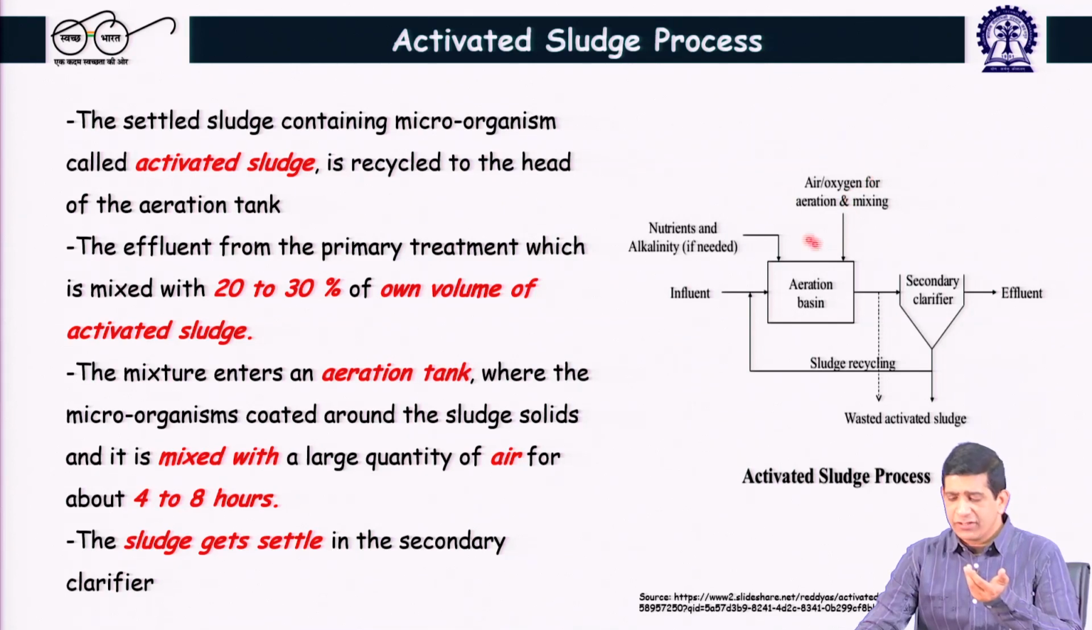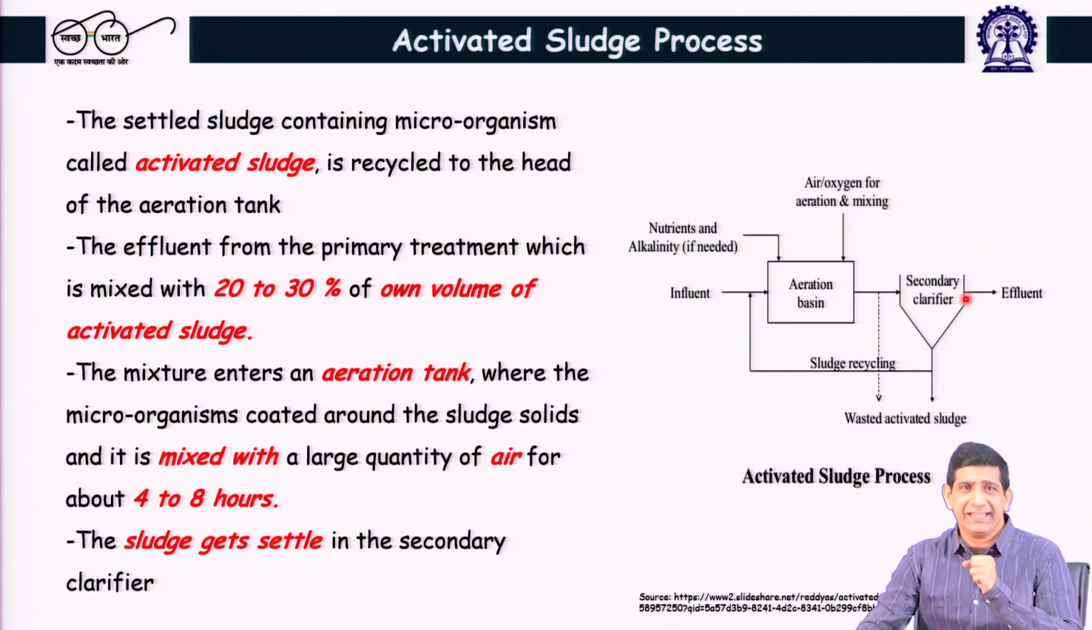So we add air and oxygen for aeration and mixing. If needed, we also add nutrients and alkalinity. Alkalinity is added to control the pH, because microbial activity doesn't happen at very low pH or very high pH. It usually happens in the neutral pH range, so we need to keep it in the neutral pH range. And then it is taken to the secondary clarifier.